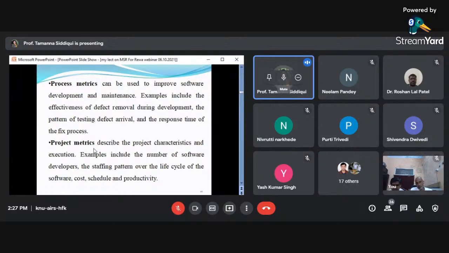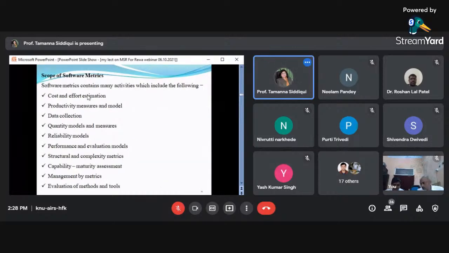The third category of metric is project metrics. I told you that there are four steps of project development: planning, controlling, executing, and improving. So during project handling, different metrics can be used. They describe the project characteristics and execution. Examples include the number of software developers, because if we deal with a software project, we should know how many developers are involved, how many testers are involved, the staffing pattern over the life cycle of the software, what the cost of the project is, what the schedule of the project is, and what the productivity of the product is. These are the metrics that come under the category of project metrics.